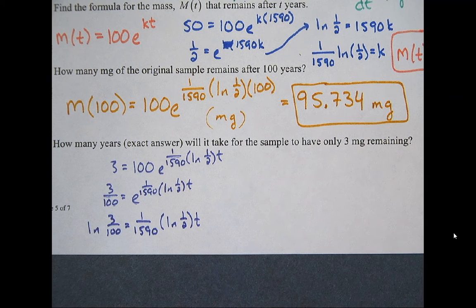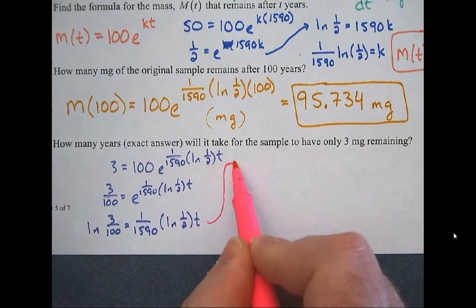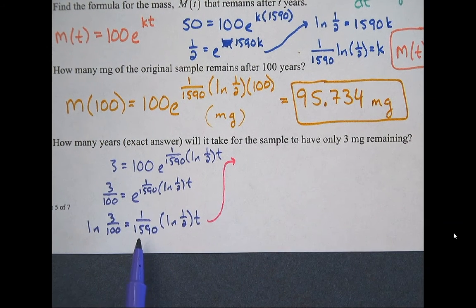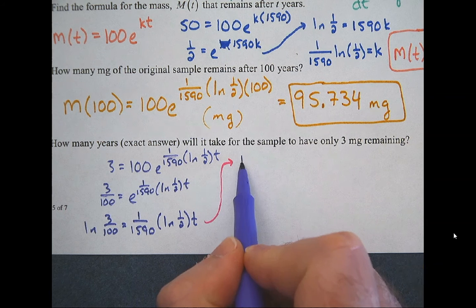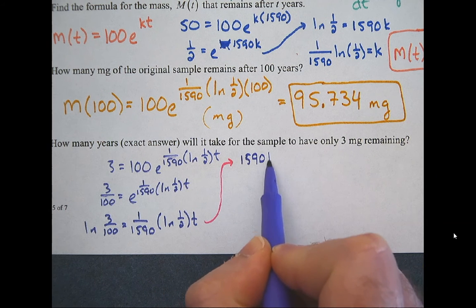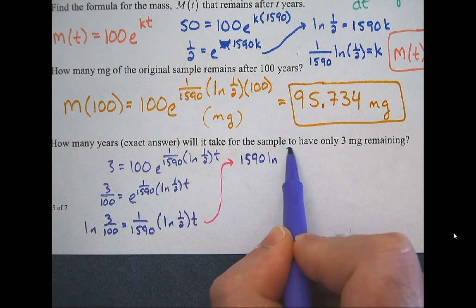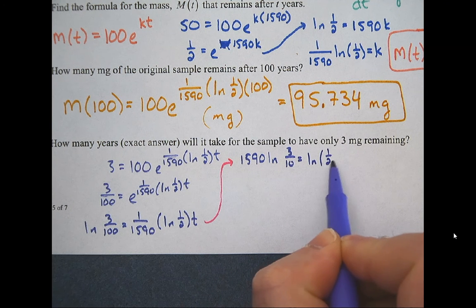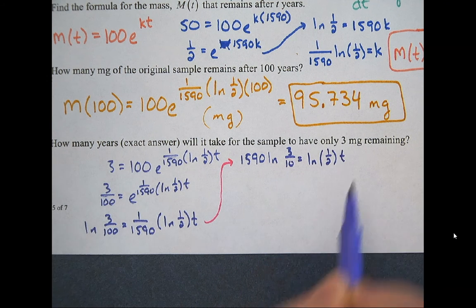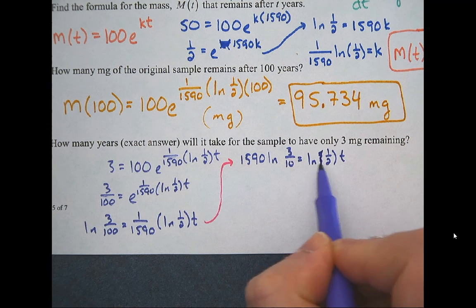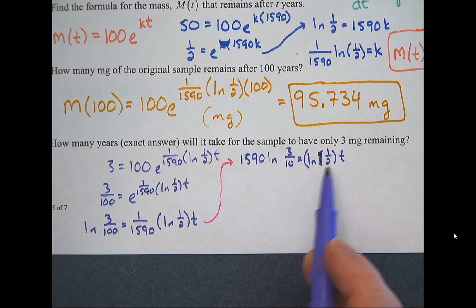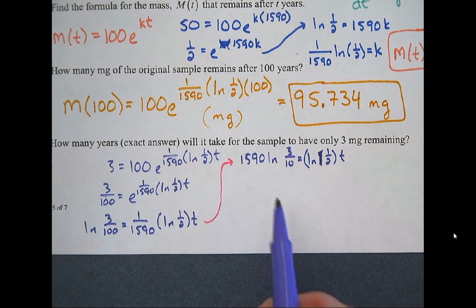I'm running out of room, so I'm going to do a little arrow to show where I'm moving. I've got to times both sides by 1590 now, so that would be 1590 natural log of 3 over 100 is equal to natural log of 1/2 times t. I don't like the way I did that. I'm going to change that to here and here. Natural log of 1/2. So that's just a scribble. How is natural log of 1/2 connected to t? By multiplication, so I would divide.